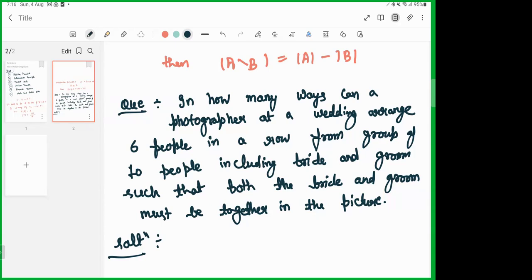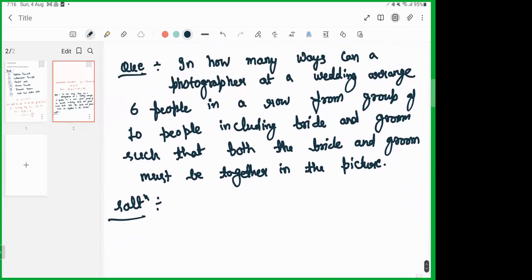Anyone? So basically, we have to select 4 people out of 8. So this will be 8C4, but then these 4 themselves can be arranged in factorial 4 ways, because the order will matter here in the photograph. Let me write. I am writing whatever you are saying.